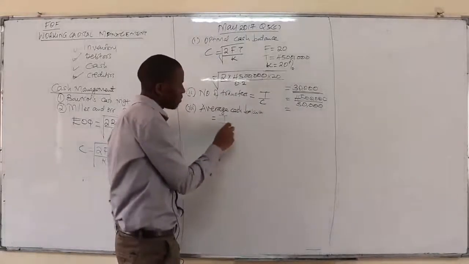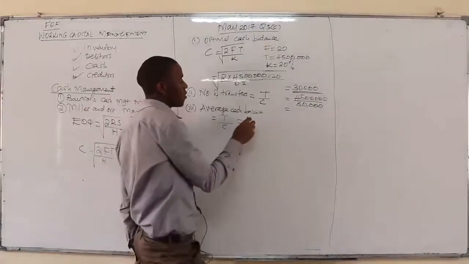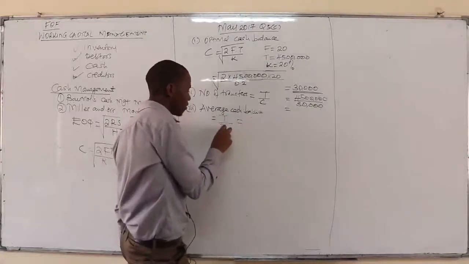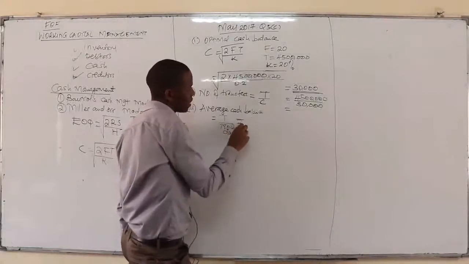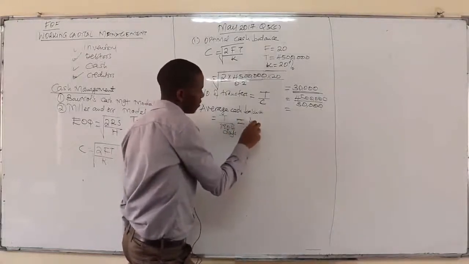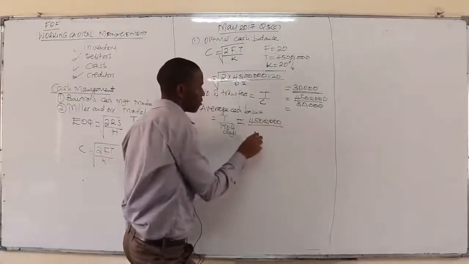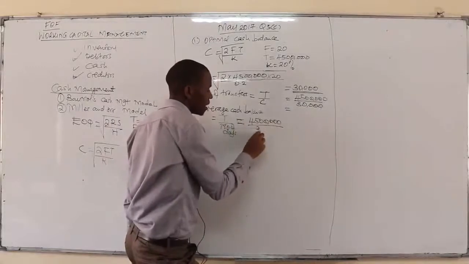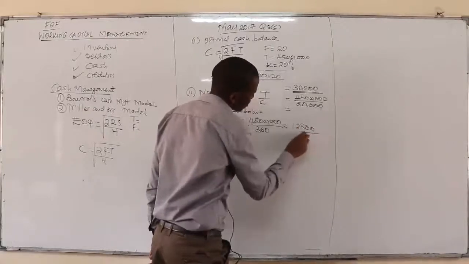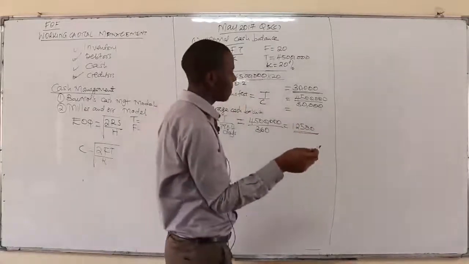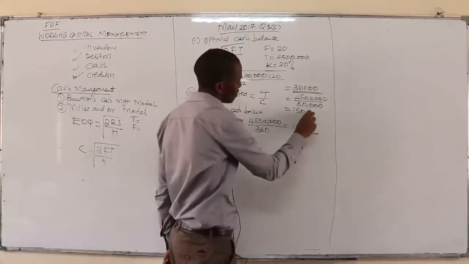Ndio sasa for the average cash balance, you have to take the total, you divide by the number of days. So in this case, it will be 4.5. You divide by the number of days. In that case, you have told me it is 360, and therefore it will be 12. So how many transfers are we having here? Yes? 150 transfers.